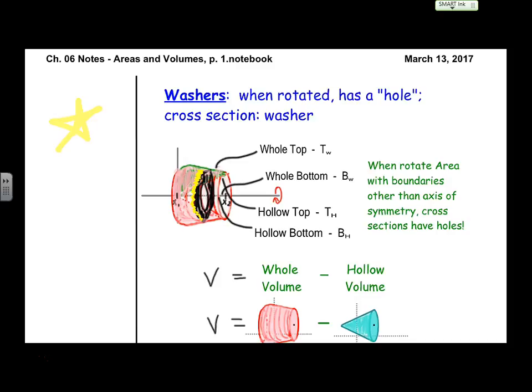Is it a cone-shaped hole? In this one, yes, it's a cone-shaped hole. So think about if you were to form this figure. You could use a lathe or something in order to cut out the outer region, but you would also need to cut out something from the inside. It's not a solid piece.